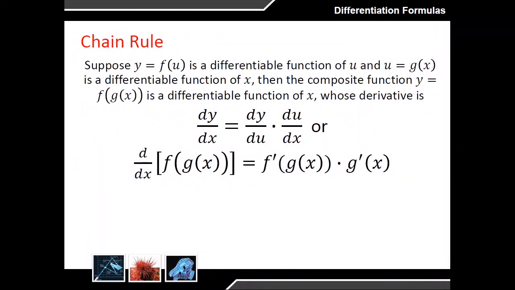Because chain rule is such an important concept, I'll introduce it here. Suppose y is equal to f of u, a differentiable function of u, and u is equal to g of x, a differentiable function of x. Then the composite function y is equal to f of g of x is a differentiable function of x whose derivative would be dy over dx is equal to dy over du times du over dx. Basically it means that you would derive the outside function first, then multiply it by the derivative of the inner function.